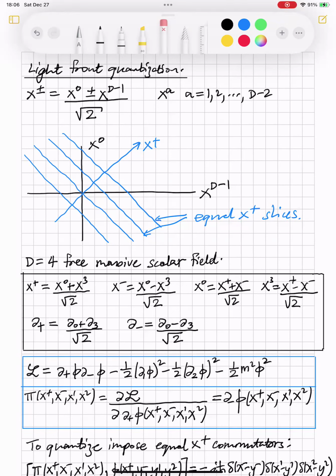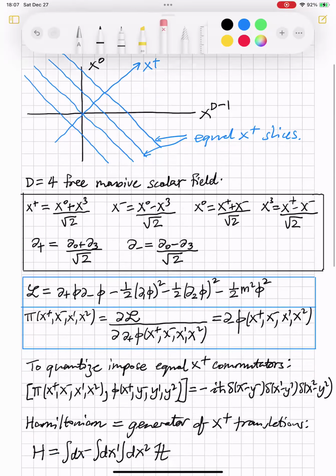We now use different equal x plus slices to foliate spacetime. Associated to each slice would be a phase space if you're doing classical mechanics. It would be a Hilbert space if you're doing the quantum mechanics of a single particle, or it would be the Fock space if you're studying a quantum field theory. And time evolution now corresponds to x plus evolution. So as we evolve in time, we move from one slice to the next slice, to the next slice, to the next slice. So we've been studying the d is equal to 4 free massive scalar field.